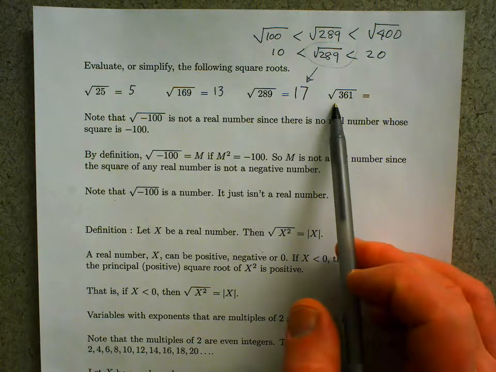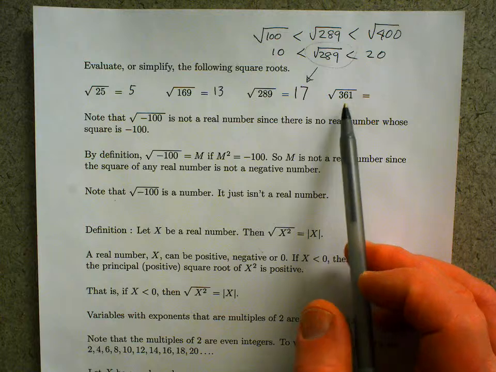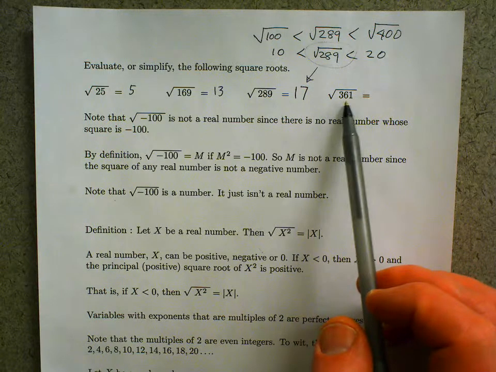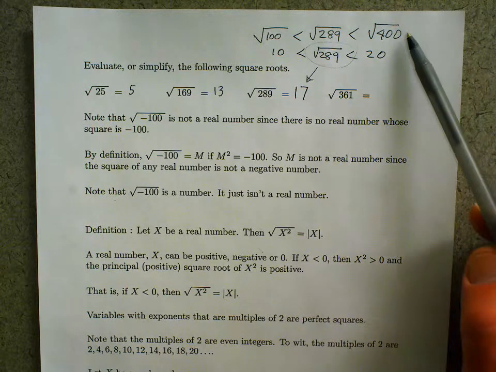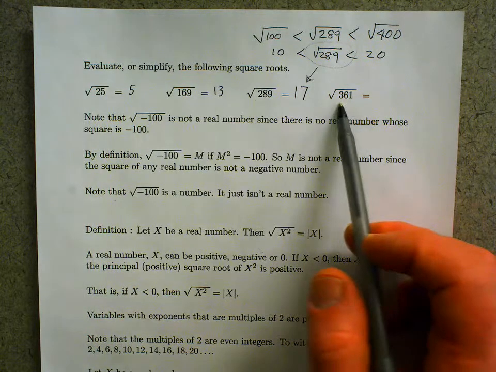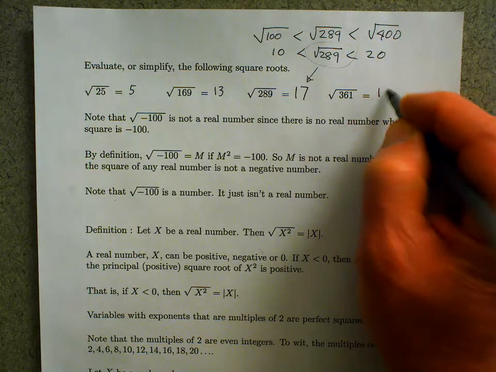Hey, the square root of 361, well, 361 is a perfect square. It has to be less than 20 because the square root of 361 is less than the square root of 400. So this one, the square root of 361 is 19.